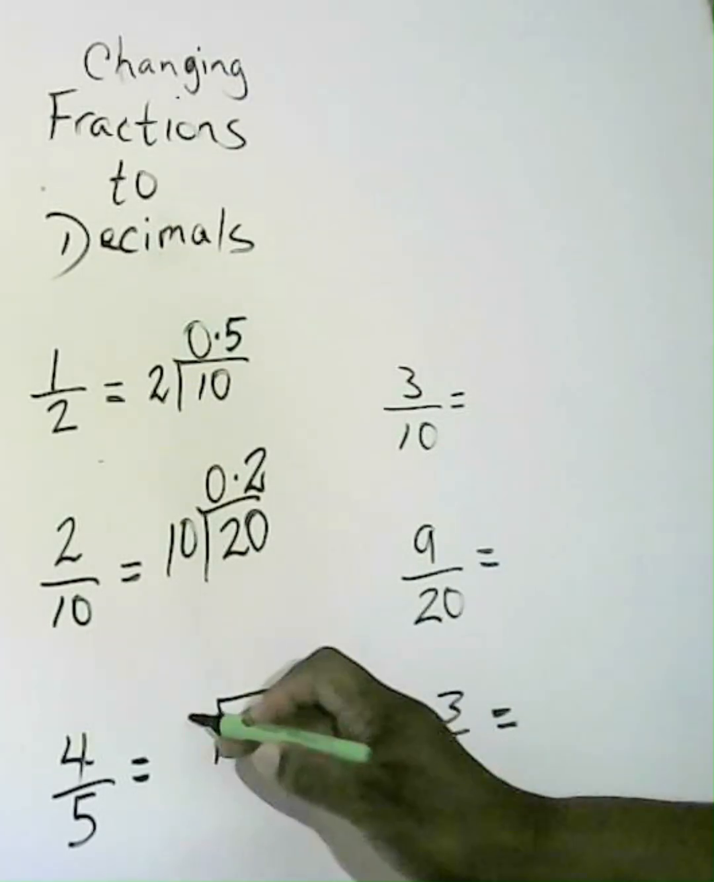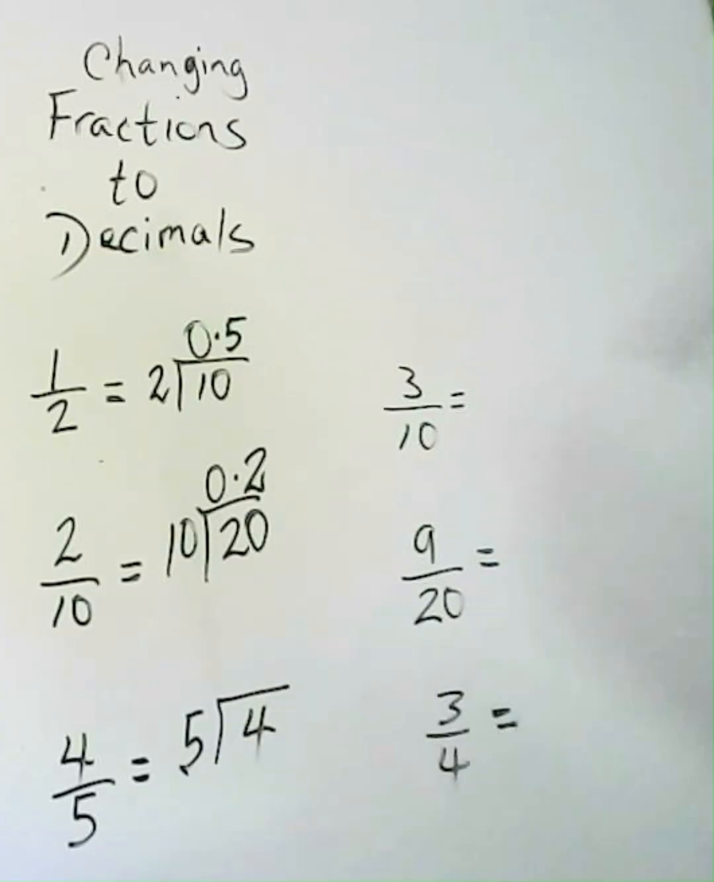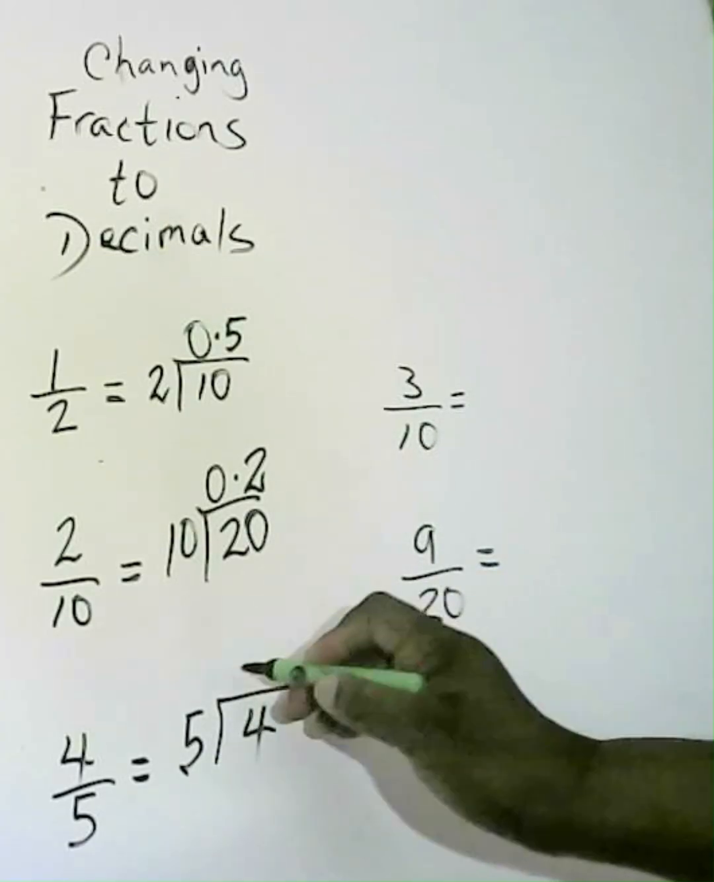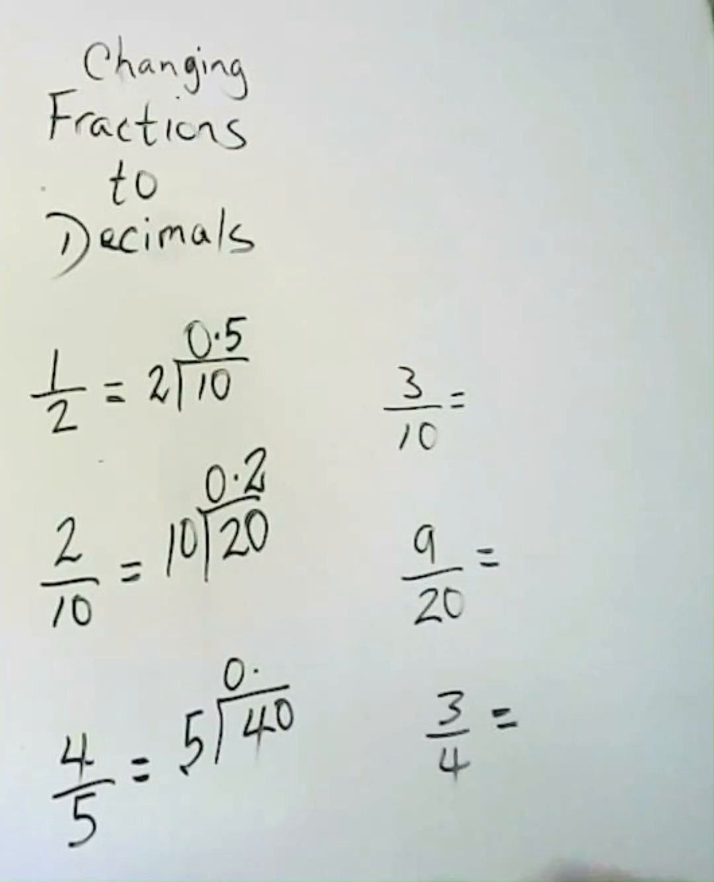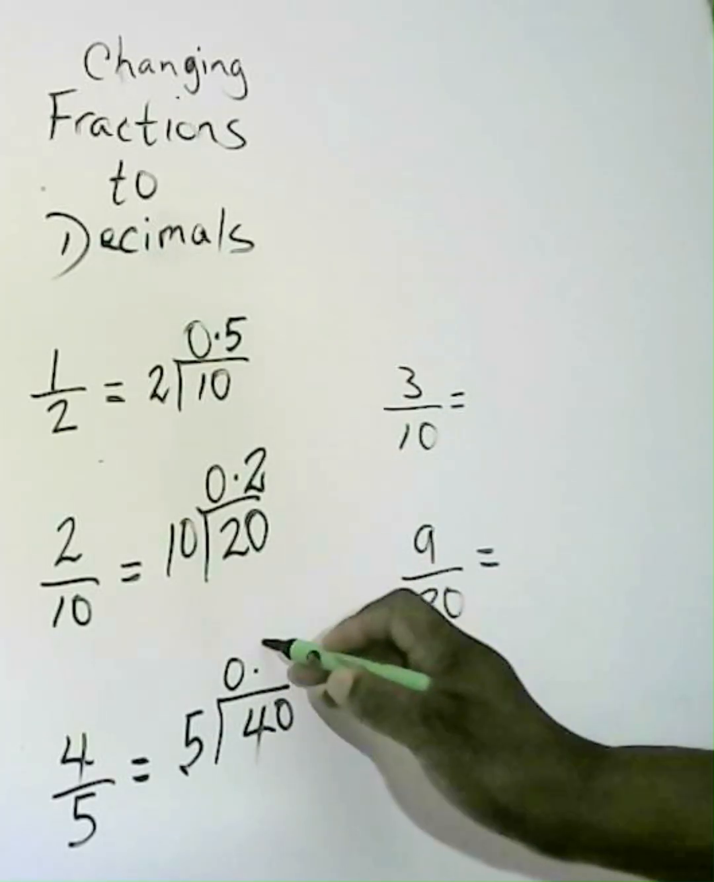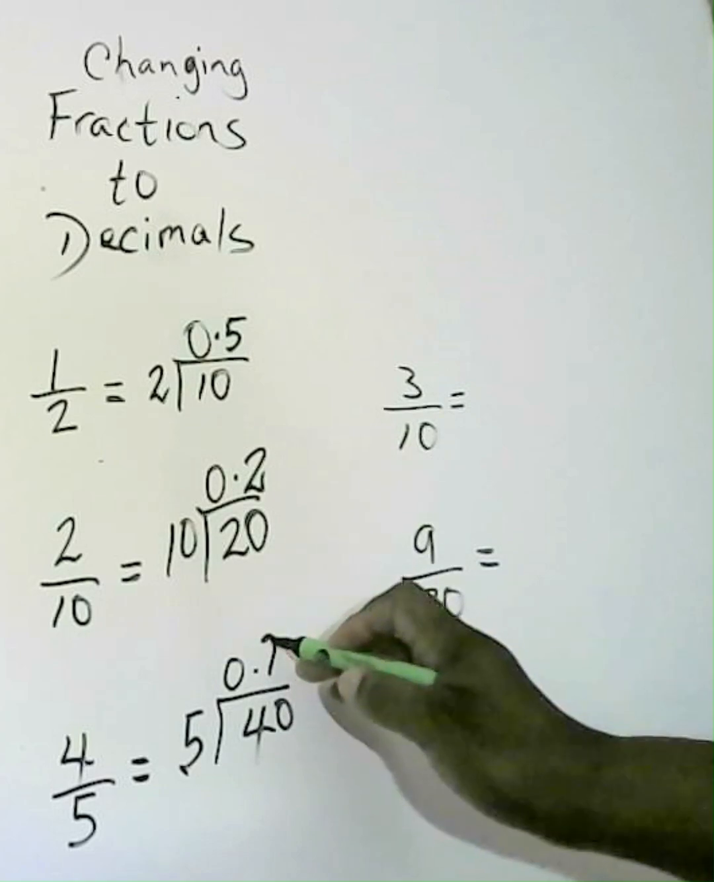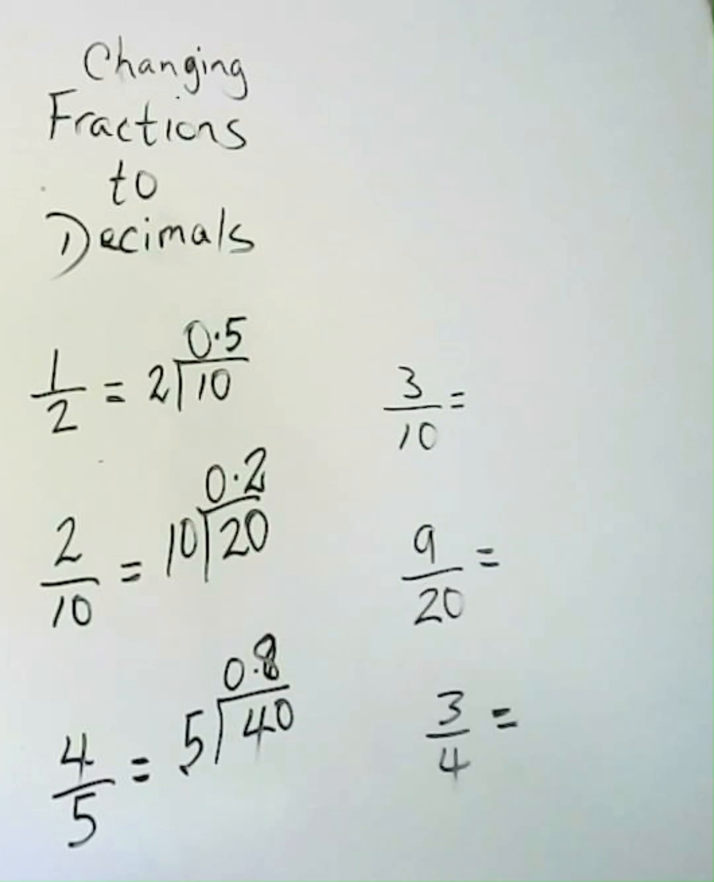4/5. 5 into 4 you can't, so 0, decimal point. 5 into 40 goes 8 times.